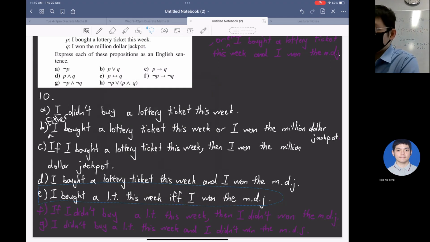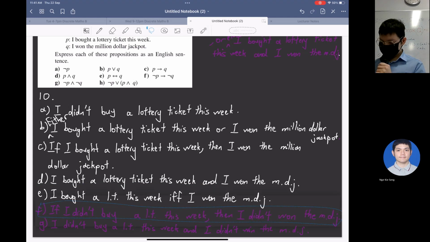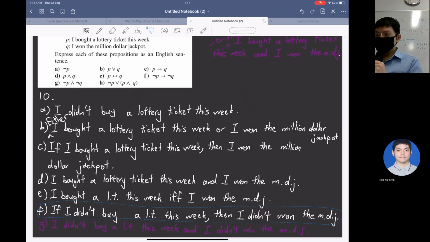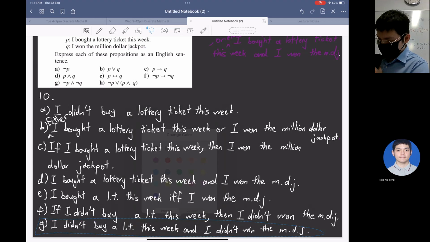Next. Not P implies not Q. So if I didn't buy a lottery ticket this week, I didn't win the $1 million jackpot. Next. Okay, I didn't buy it this week and then I didn't win the $1 million jackpot this week. Very good. Next.